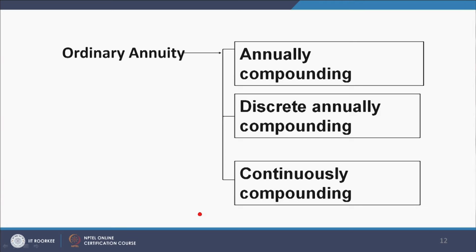Now, if you see the ordinary annuity, it can be divided into 3 parts: annually compounding, discrete compounding, and continuously compounding. So, we have derived the formula for annually compounding, discrete compounding and continuously compounding. Now, this shows the functional forms for annuity.